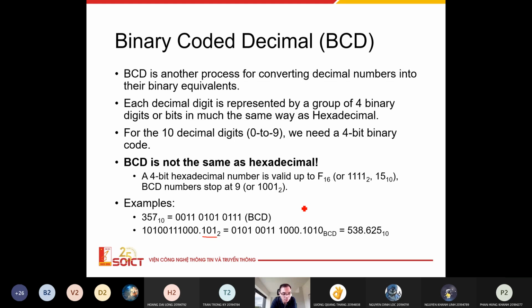Từ cái số nhị phân này thì các em biết rồi, nó sẽ bằng 1 nhân với 2 mũ trừ 1, cộng với 0 nhân với 2 mũ trừ 2, cộng với 1 nhân với 2 mũ trừ 3, đúng không? Thì nó sẽ bằng 0,5 cộng với 0,125, thì nó sẽ ra là 0,625 thôi.